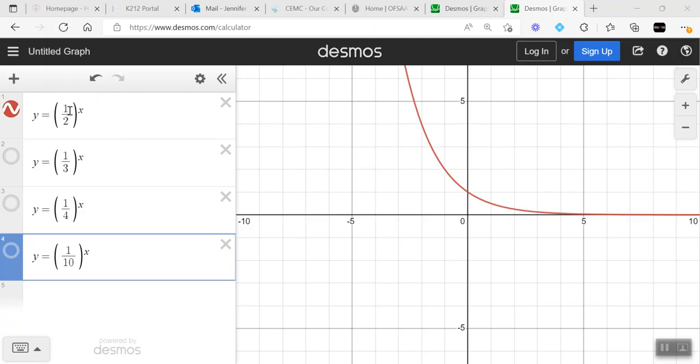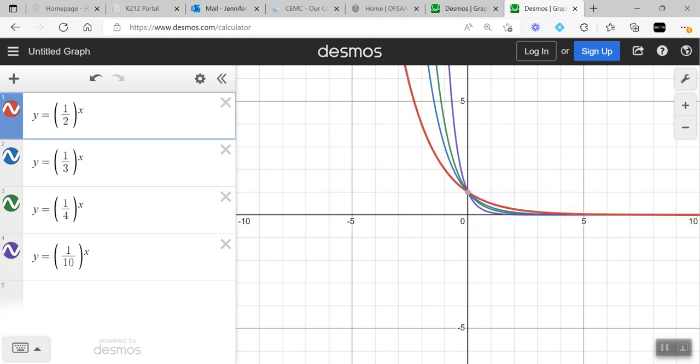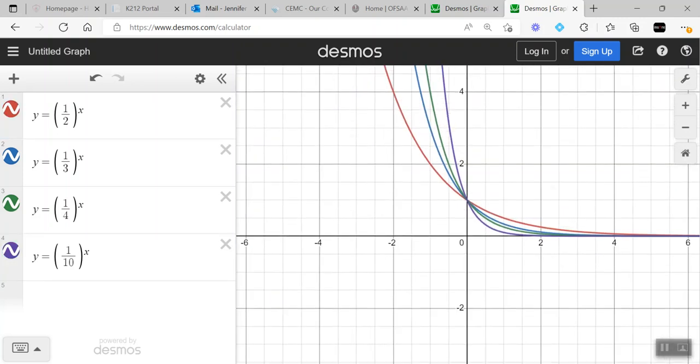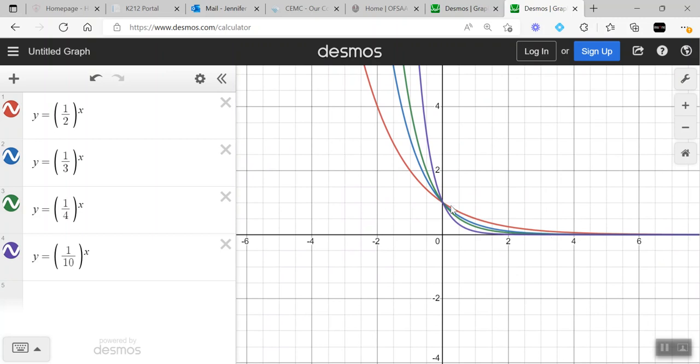So here we are, we have the first one, and let's do 1 over 3, 1 over 4, and 1 over 10. Again, we can see the higher the denominator this time, the more steep it is getting, and the faster it is going towards the positive x-axis. This time, however, it again will never touch. Right? You can zoom in as far as you like, it'll never touch.